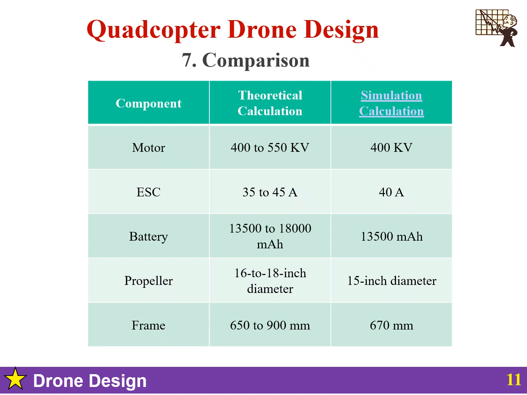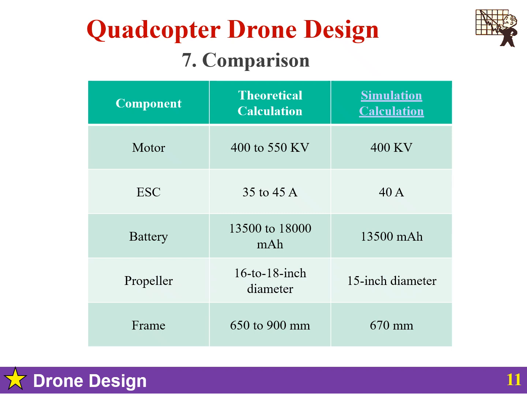The frame size is 650 to 900 mm theoretically. On the other hand, the simulation chooses 670 mm. That is near the minimum value of the range, optimizing for compact design while maintaining structural integrity and adequate propeller clearance.